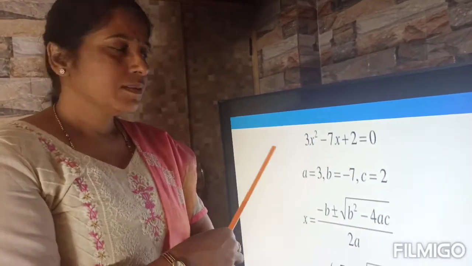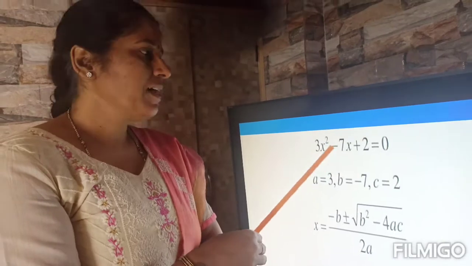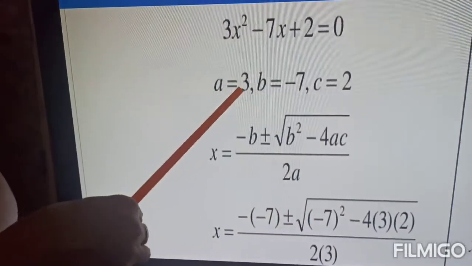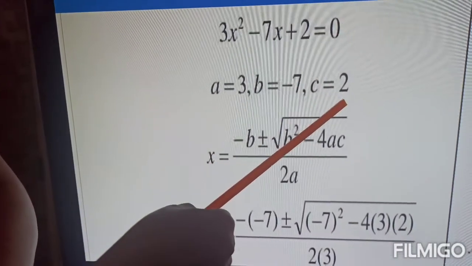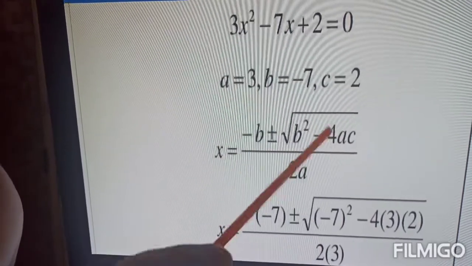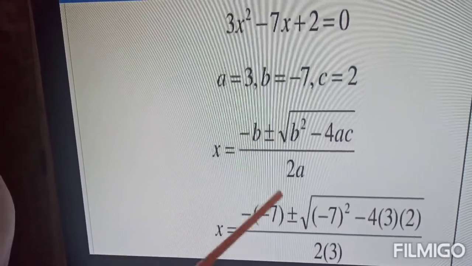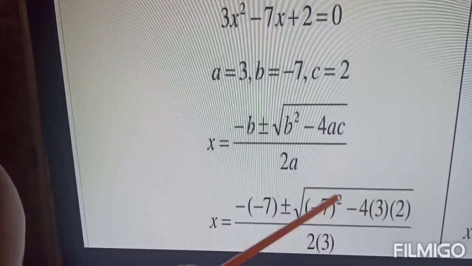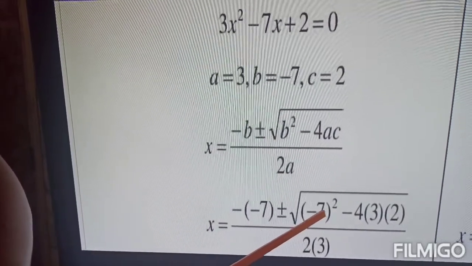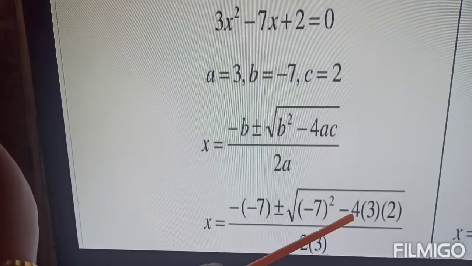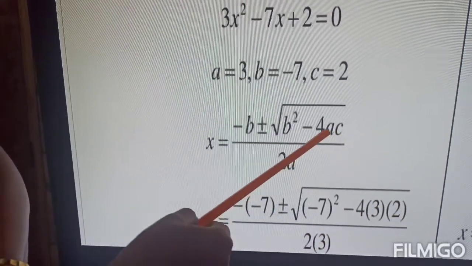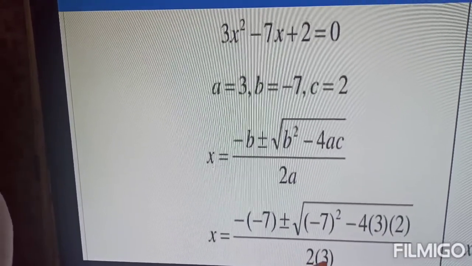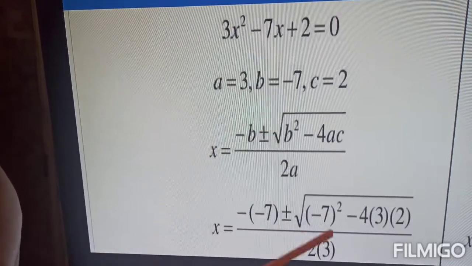Now we will do the third sum. 3x square minus 7x plus 2 is equal to 0. The A value is 3, B is minus 7, C is 2. Now write the formula and replace the values. B by minus 7. Again plus or minus, the same root as it is. Instead of B, replace minus 7. The square stays as it is, minus as it is, 4 also as it is. Only A is replaced by 3 and C is replaced by 2. In the denominator, 2 as it is, and A replaced by the A value 3.